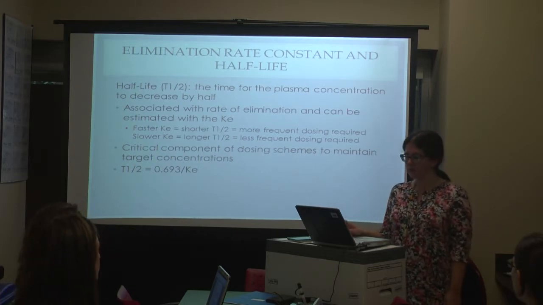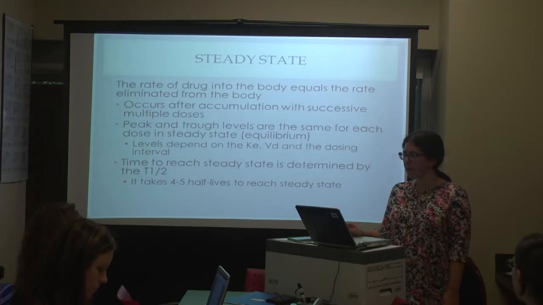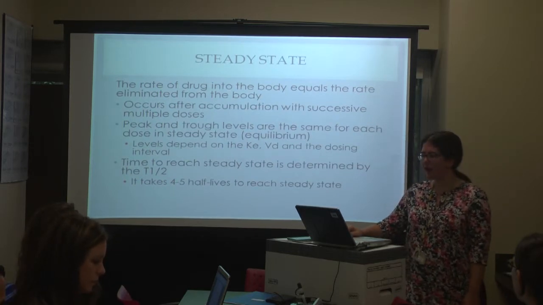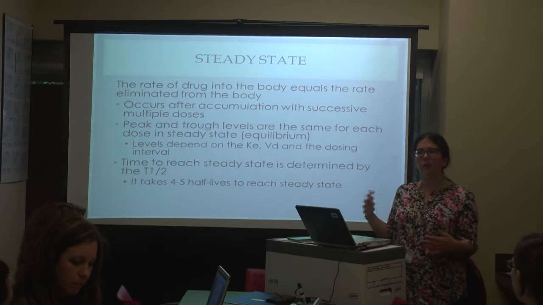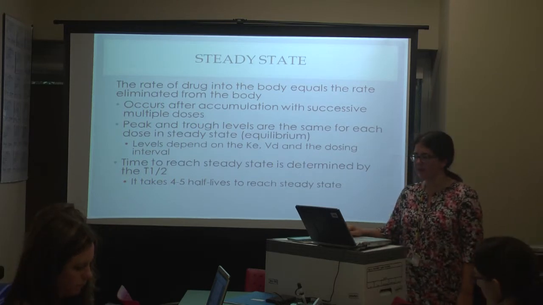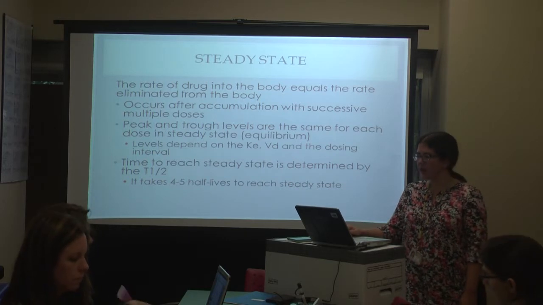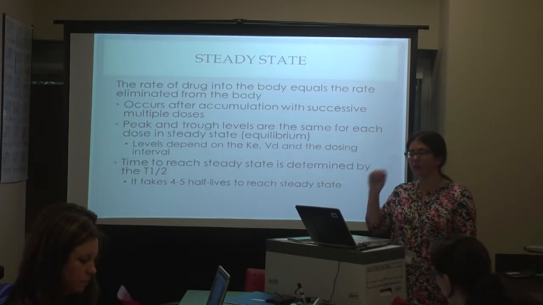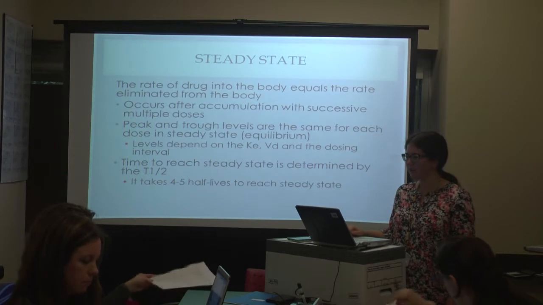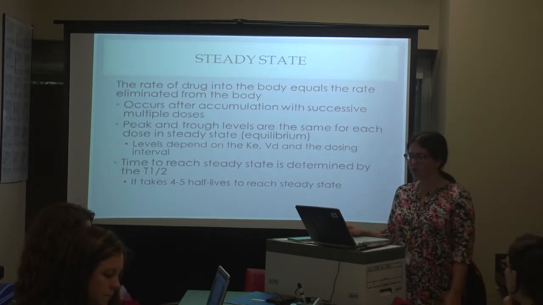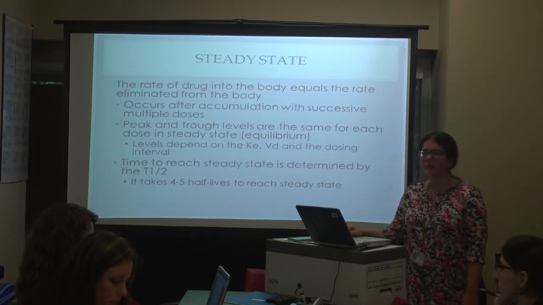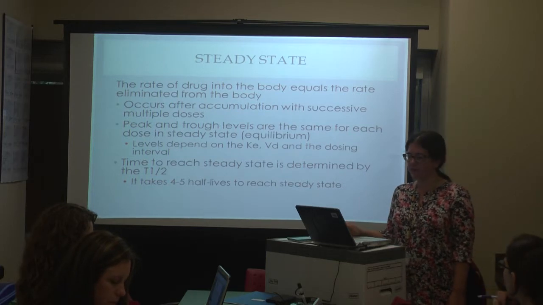level for those patients. So steady state is going to be when the rate of drug into the body equals the rate eliminated from the body. It occurs after accumulation with successive multiple doses, and the peak and trough levels are the same for each dose. The levels will depend on the KE, the volume of distribution, and the dosing interval. And the time to reach steady state is generally 4 to 5 half-lives.